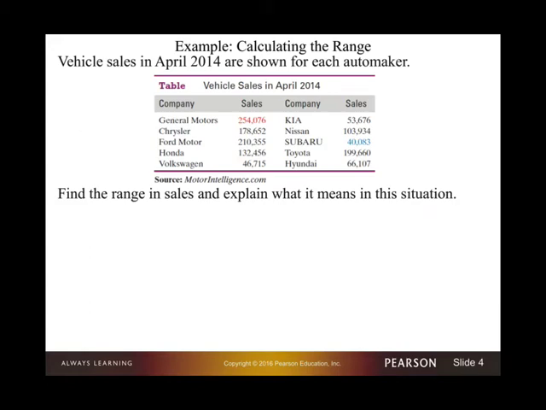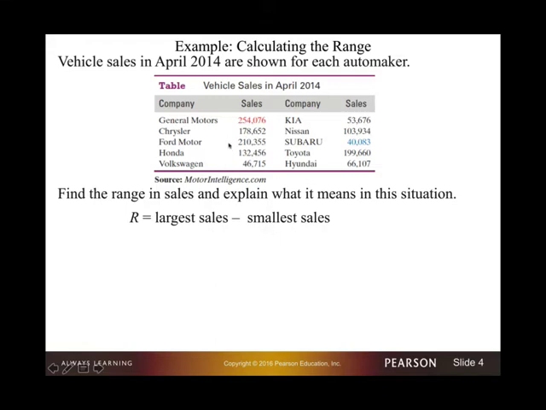Vehicle sales in April 2014. So we do have a set of data here, and we want to find the range in sales and explain what it means in this situation. So look at the formula. We need to look for the largest sales minus the smallest one.